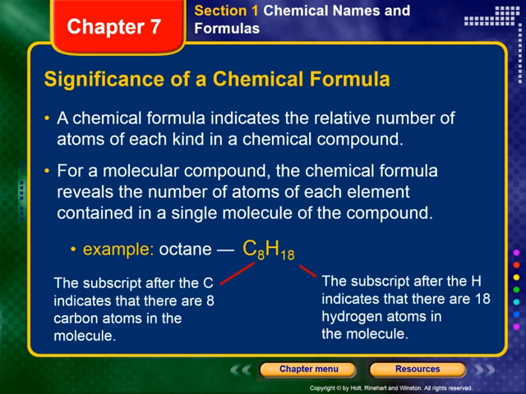Let's talk about the significance of a chemical formula. A chemical formula indicates the relative number of atoms of each kind in a chemical compound. For a molecular compound, remember that's covalent bonding, the chemical formula reveals the number of atoms of each element contained in a single molecule of that compound. So we should observe nonmetals bonded to nonmetals, and that's what we see in this example of octane, C8H18. The subscript after the C indicates that there are 8 carbon atoms in that molecule, whereas the subscript after the H indicates that there are 18 hydrogen atoms in that molecule.